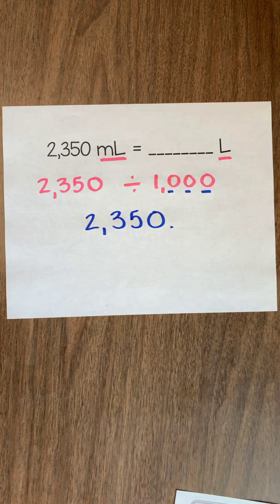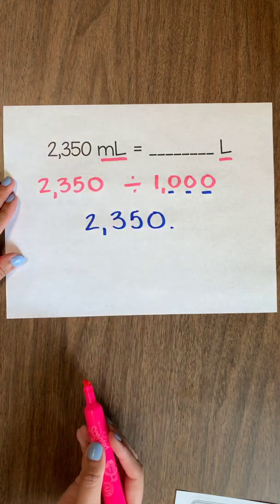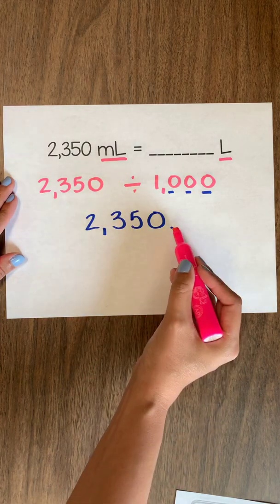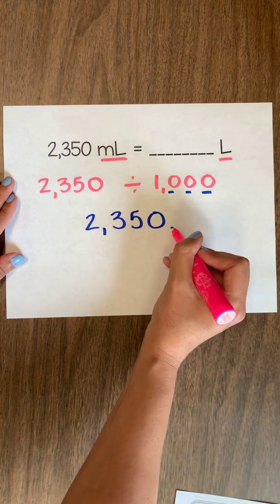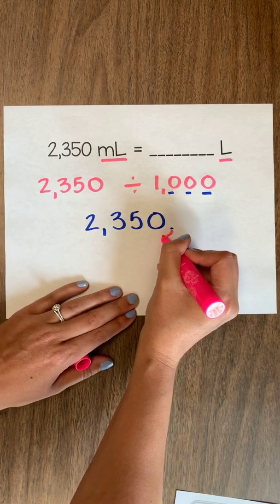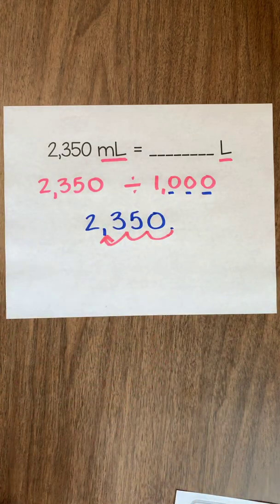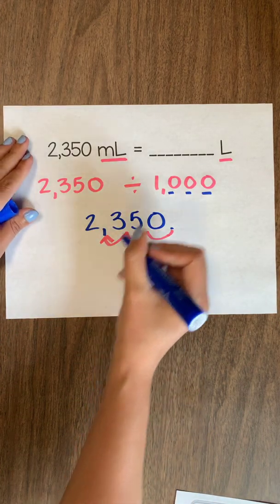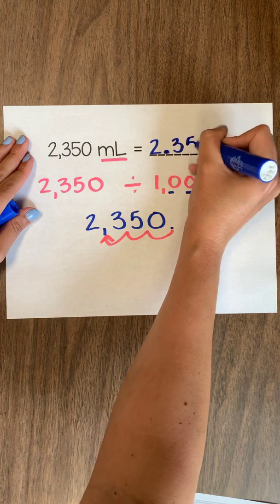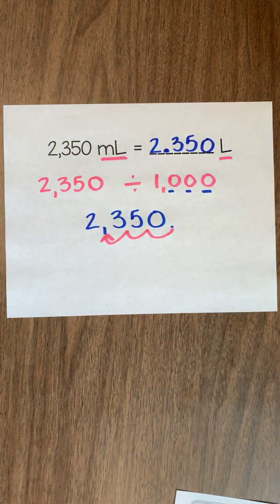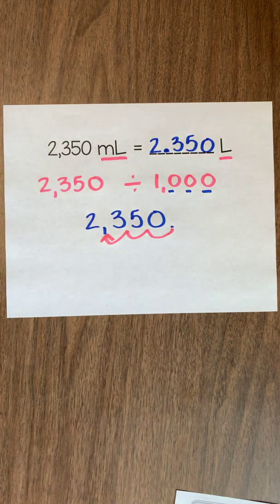Well, which way do I move it? Do I move it to the right 3 times, or do I move it to the left 3 times? Remember, this is division. Division is supposed to make numbers smaller. So I don't want to move it to the right because that's going to make a really big number, and I know my answer is supposed to be small. So I need to move it to the left 3 times. So here we go. 1, 2, 3. It needs to go right there where that comma is. So instead of the comma, I'm going to change that to a decimal. So it would be 2.350 liters. And that was how you would convert 2,350 milliliters to liters.